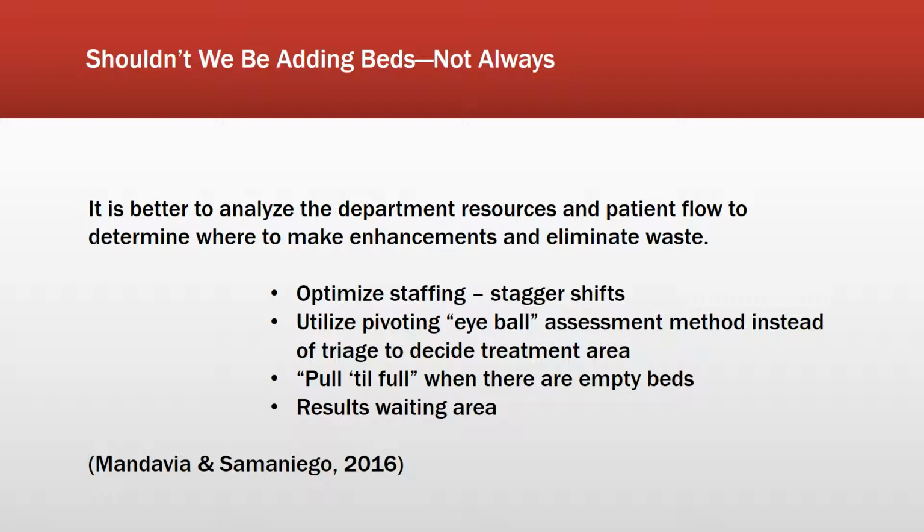Optimize the staffing. Use pivoting instead of triage. Pivoting means somebody walks in the door, you say, you need to go to fast track, you need to go to the main ER, but you don't spend 10 minutes on an evaluation. You just point them in a general direction as to where they need to go. Pull till full is utilized when there's any empty beds, and the results waiting area is used for what it's supposed to be used for. Instead of as a treatment area, it's used for people that are just waiting on results of tests.